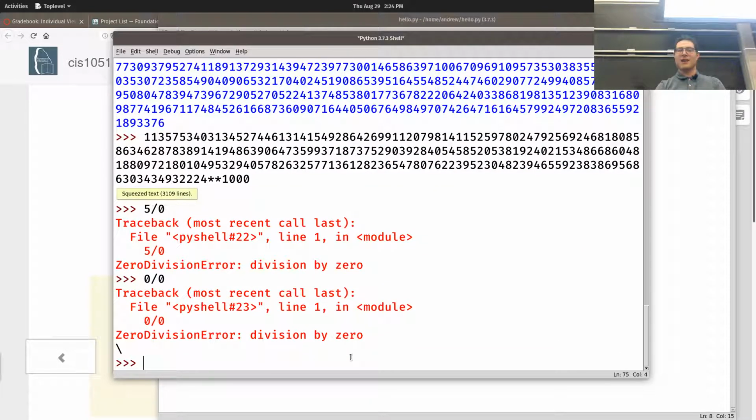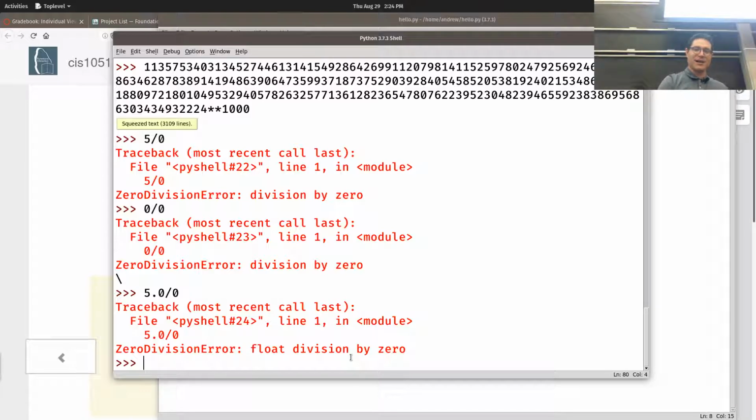Great, okay. What if I do 5.0 divided by 0? It says float division by 0. So you can't divide by 0. It'll tell you that you can't divide by 0, which is excellent. So it's not going to randomly crash. It's just going to tell you you can't divide by 0. Good to know. Okay.